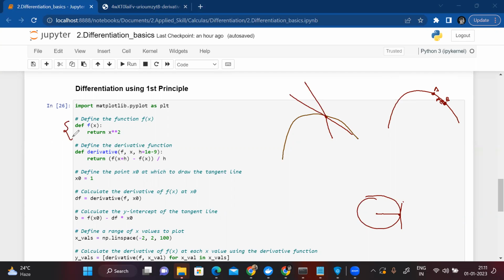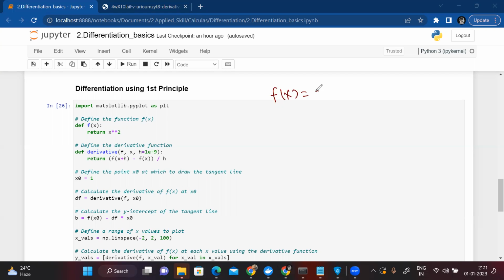So let's suppose you have a function x square. Now what is the formula of first principle? Basically, the limit, this is the formula: f of x plus h minus f of x, divided by h. And here x is the point at which you are planning to find the tangent, or derivative.